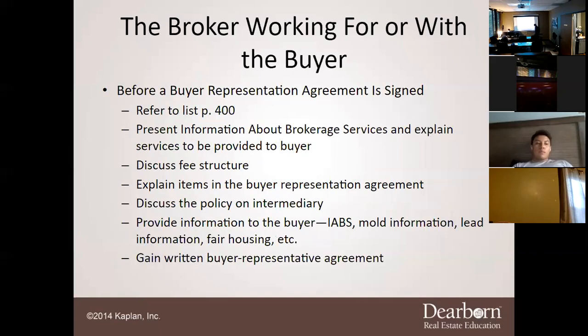Okay, so we did working with the seller. This is working with the buyer. So this is before the representation agreement has been signed. Present information, the IABS form, and explain the services to the buyer. Discuss the fee structure. How are we getting paid? Explain items in the buyer rep agreement.